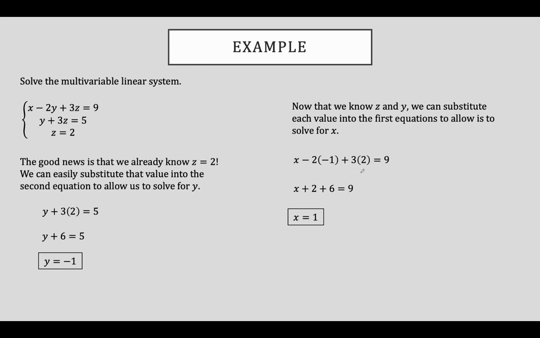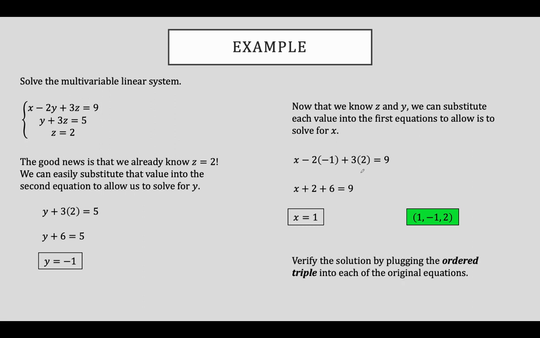And there we have solved for each one of our variables. Now, to write our final answer, we are going to write them as the ordered triple (x, y, z): (1, -1, 2). Again, we can verify our solutions by plugging the ordered triple into each of the original equations. Plugging in for x, y, and z in each one of these original equations will make each statement true.